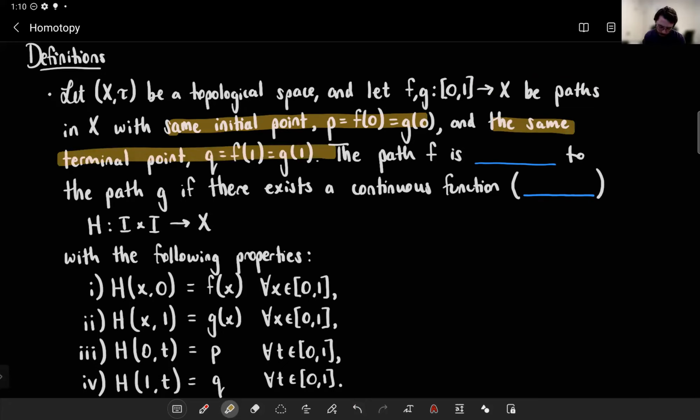Okay, so I go ahead and give the name P to the starting point. And so F of 0 and G of 0, at time 0, F and G are equal, so they're starting at the same point. At time t equals 1, F of 1 and G of 1 are both equal to Q, so they're ending at the same point. And we say that the paths F and G are homotopic to one another if the following happens.